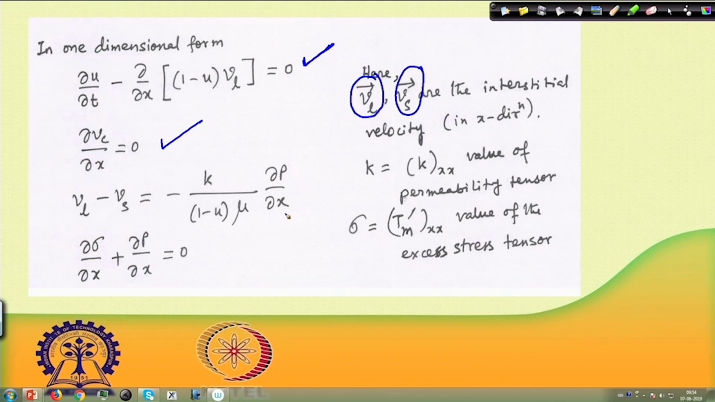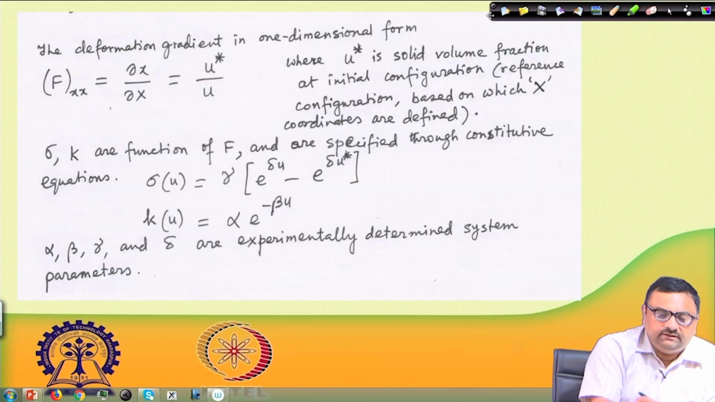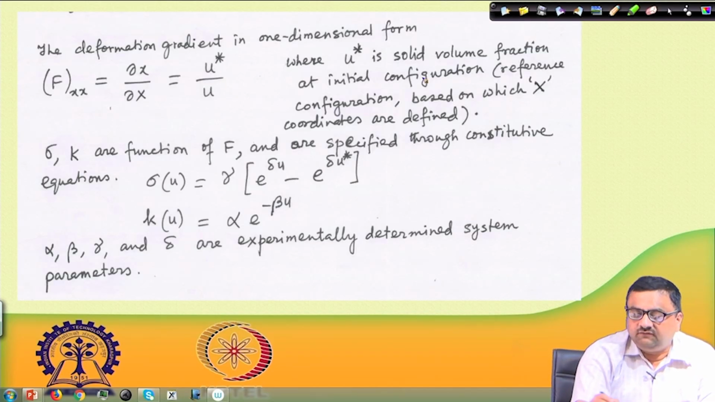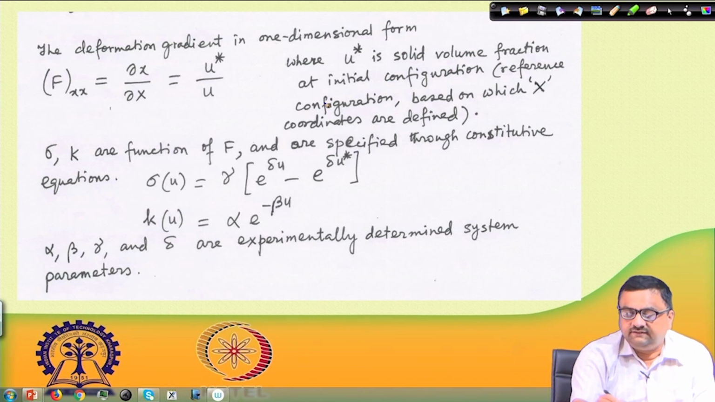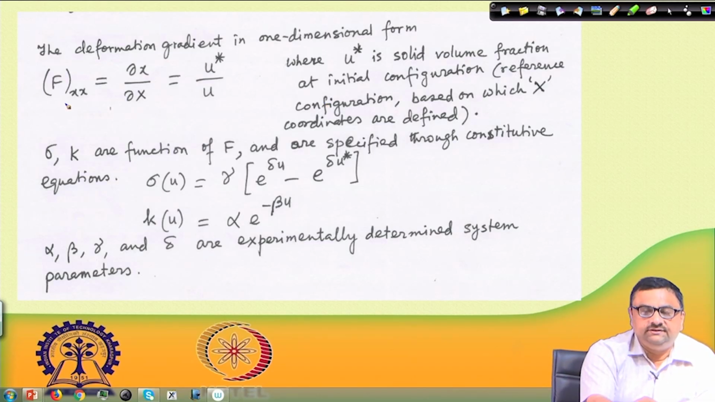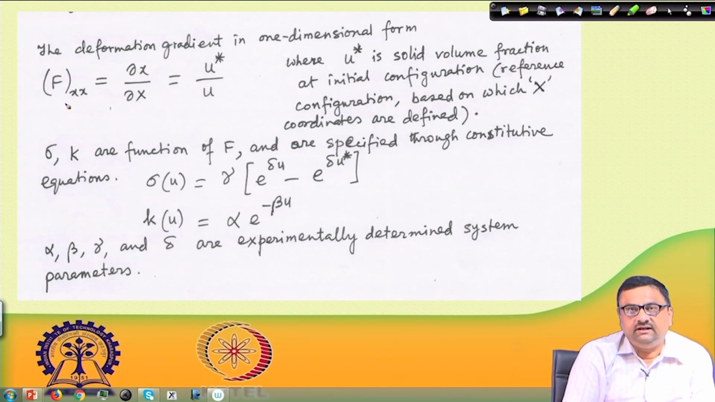So, this is the equation, since these are interstitial velocities, we have to divide it by the porosity term, which is 1 minus the solid volume fraction, and then there is a relation between the excess stress and the pressure, and this is the relation holding them together. Now, with this understanding, this is in a sense equal to u star by u, where u star is the solid volume fraction at initial configuration, which is known as the reference configuration, based on which capital X coordinates are defined, and u is the solid volume fraction at any intermediate time. So, f is changing continuously with time, because u is changing with time. This is how the deformation gradient is defined.